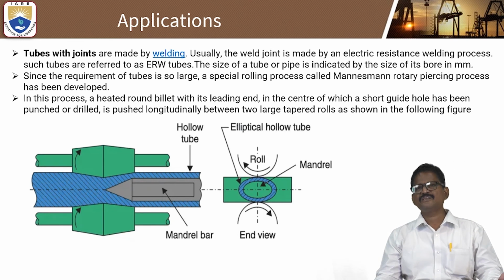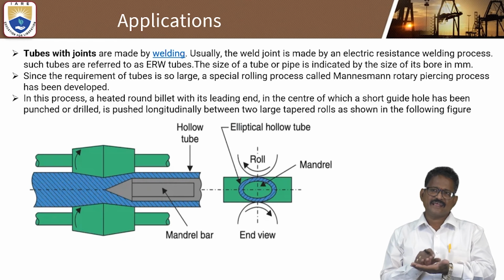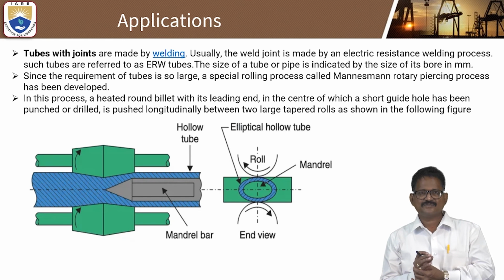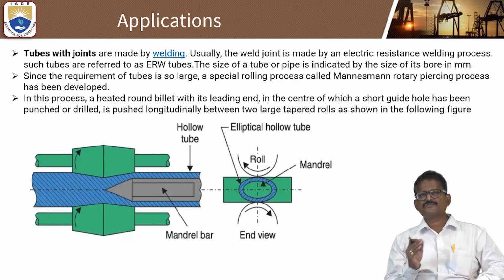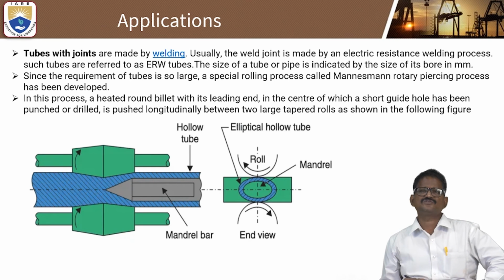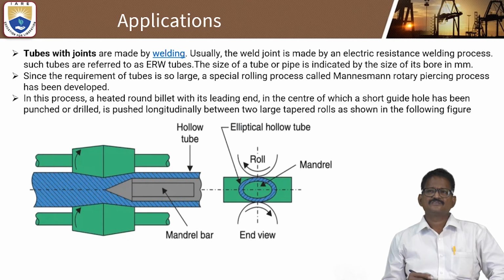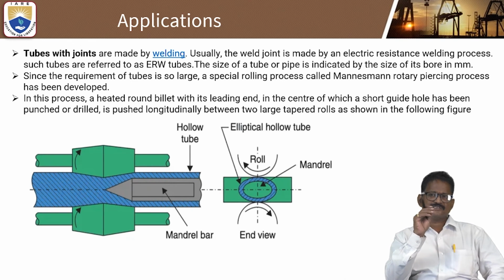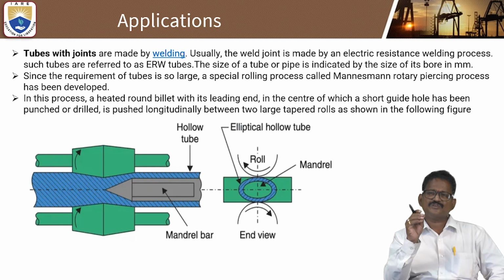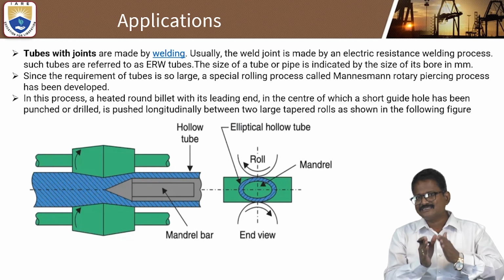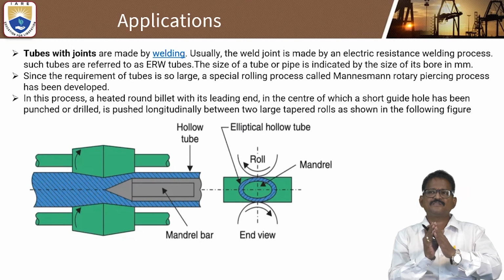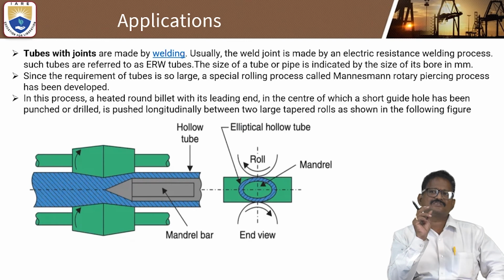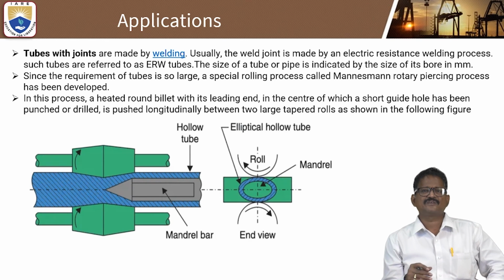Usually the weld joint is made by an electric resistance welding process, and such tubes are referred to as ERW tubes, that is, electrical resistance welded tubes. The size of the tube or pipe is indicated by the size of its bore in mm. The size of the tube depends upon the bore size.